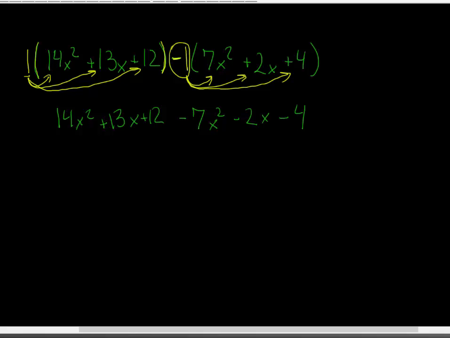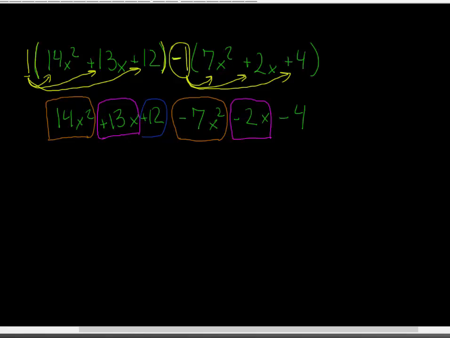So I'll try and highlight a little bit. The 14x squared and the negative 7x squared go together. The positive 13x and the negative 2x go together. Important to think of these with their signs. You don't want to think addition and subtraction so much as you do positive and negative. This way you can apply everything you know about adding integers together. So we'll take the positive 12 and the negative 4. And now we're just going to combine like terms.